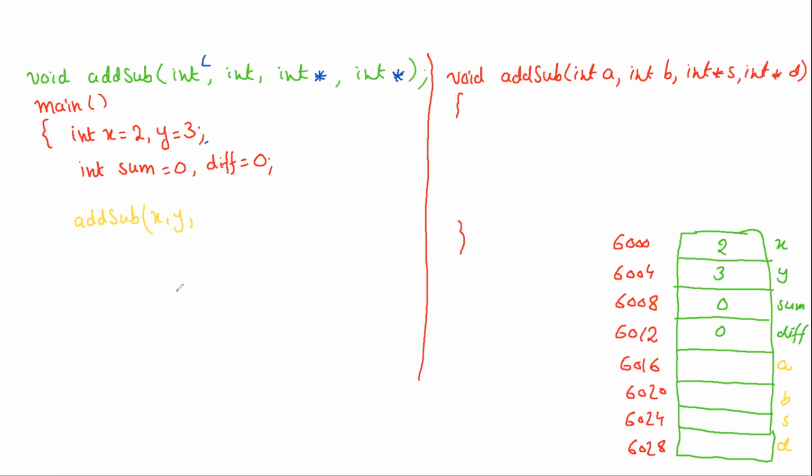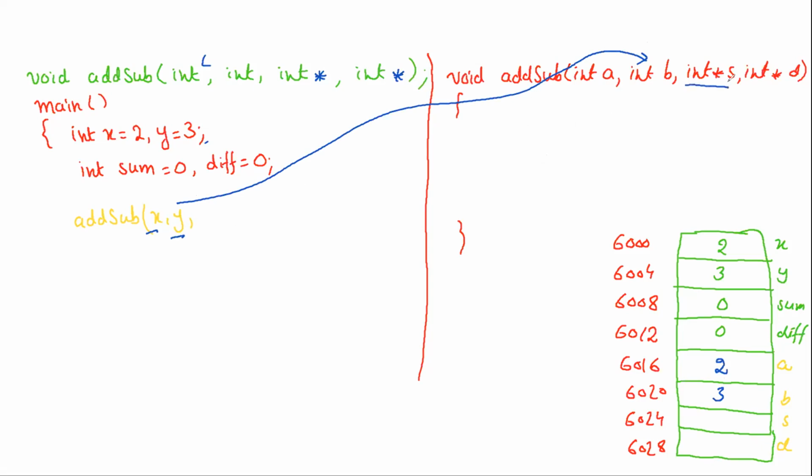Okay, so this x actually goes to a, so it means a gets the value 2. This y goes to b. If you remember, it simply goes to b, so b gets the value 3. Now the important thing is, how do I call this? How do I pass this?